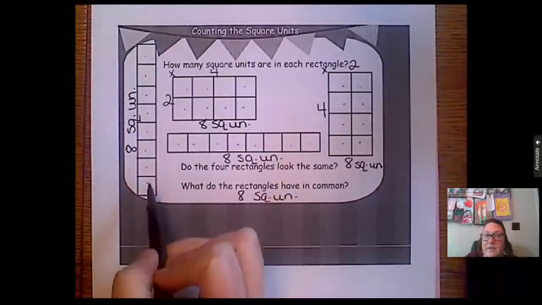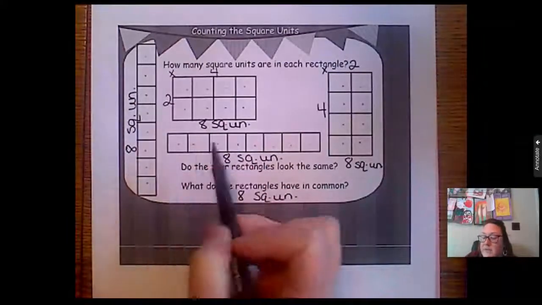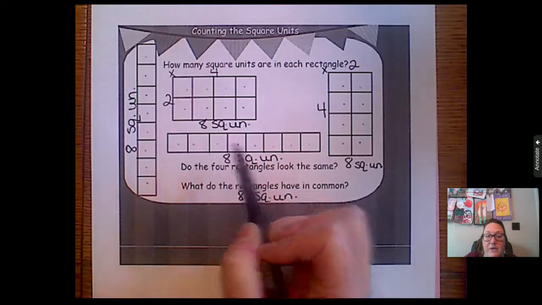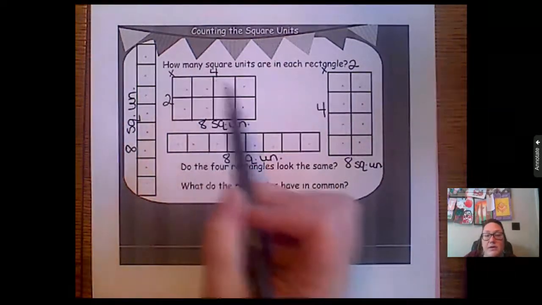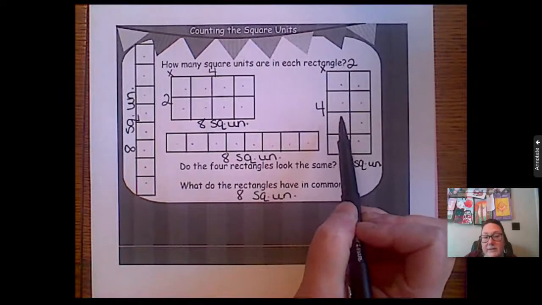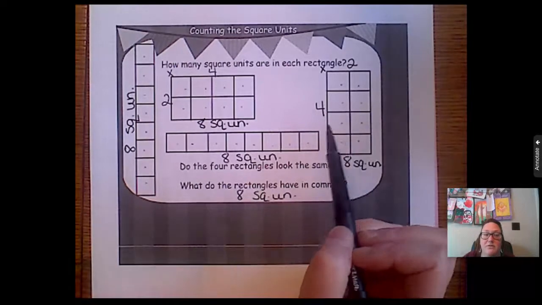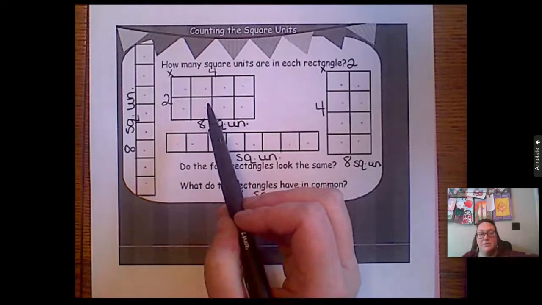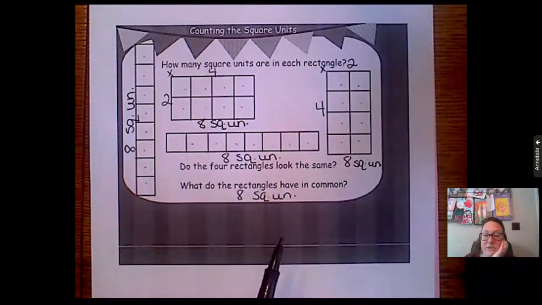If we look, this rectangle is 8 rows of 1 and it's vertical. We took that same rectangle and turned it onto its side right here, so it had 1 row of 8. Here we had a rectangle with 2 rows of 4. And we took that same rectangle and turned it onto its side, with 4 rows of 2. So they're the same ones, we just turned them different ways, but they all had the same area.